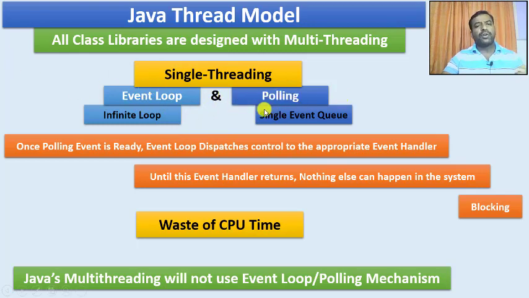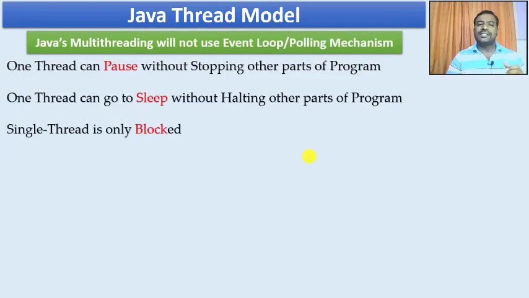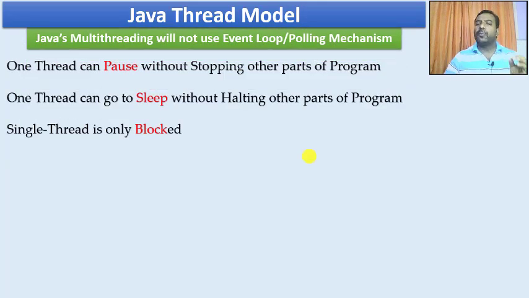All this will be connected to threads and individual threads, and they are going to handle the entire execution of your program. So when I say Java will not use the event loop or polling mechanism, everything is going to be a thread now. Hence, a thread can pause without stopping other parts of the program. Even though one thread is paused because it is printing something, other parts of the program can make use of the CPU and continue their execution.